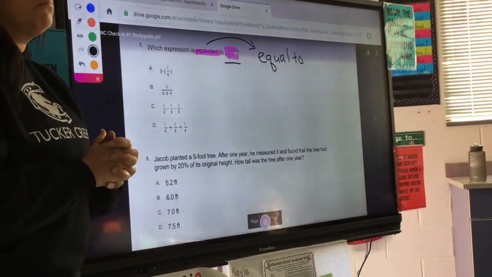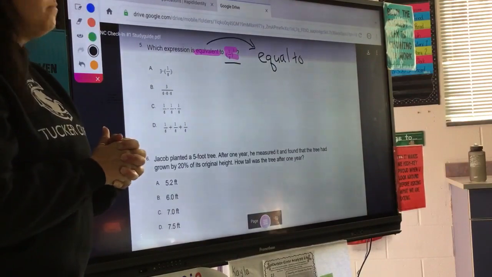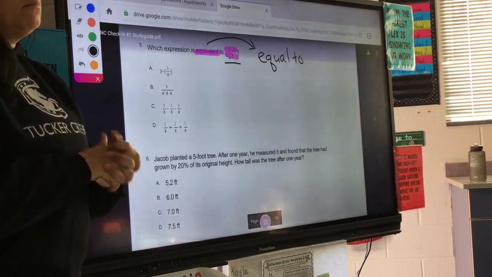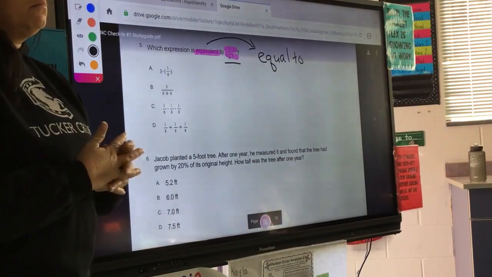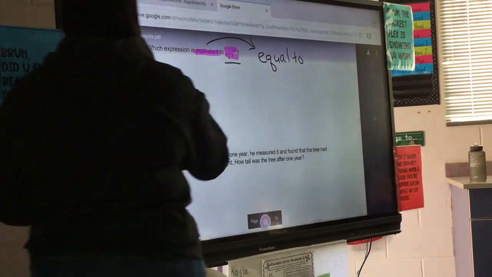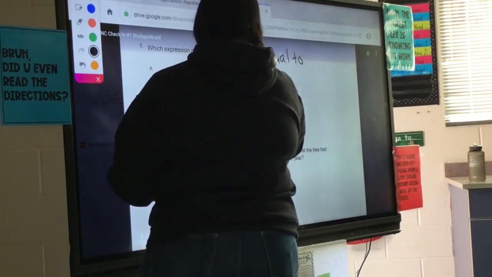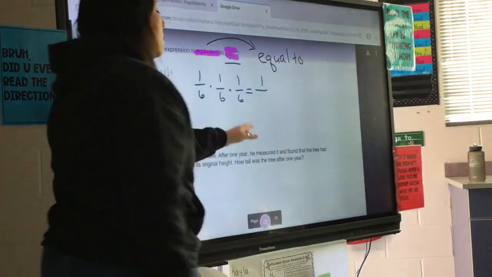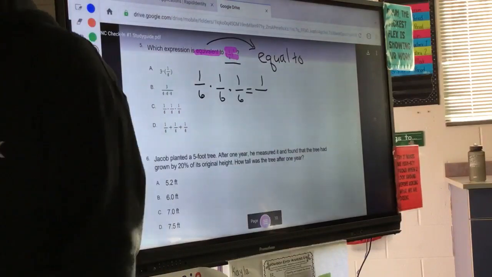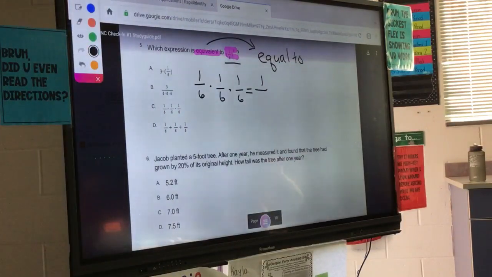What are we doing? Gracie? We're multiplying 1/6 by itself 3 times. Right. So you are simply multiplying 1/6 times 1/6 times 1/6. So you have 1 over, well, 6 times 6 is, what is 6 times 6?